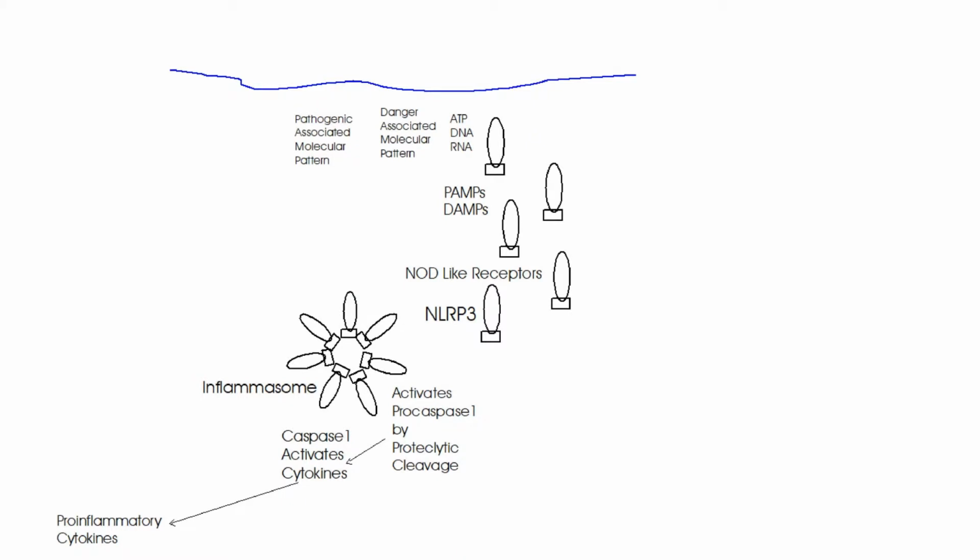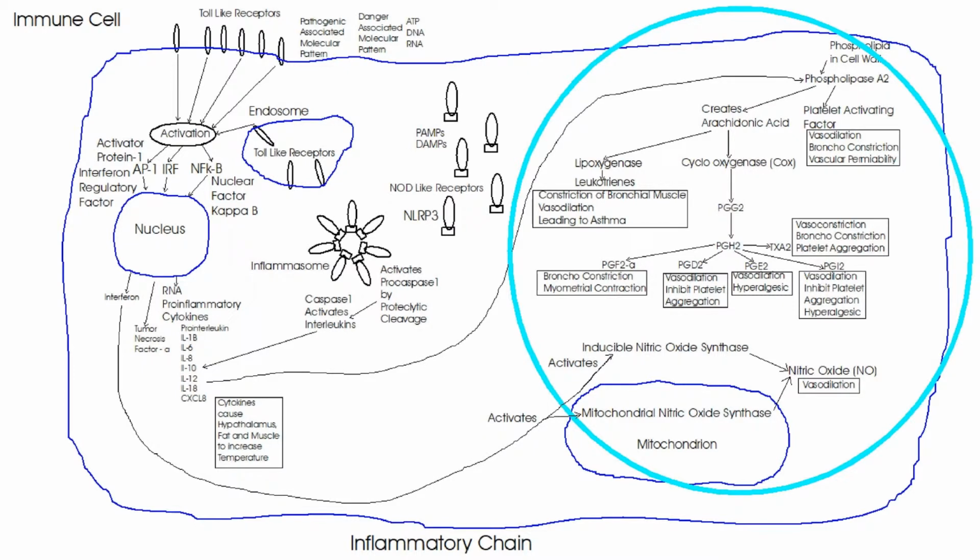Node-like receptors form inflammasomes, which activate procaspase-1, forming caspase-1. Caspase-1 in turn promotes pro-inflammatory cytokines, which fully activate cytokines. The activated cytokines initiate a cascade of inflammatory processes.